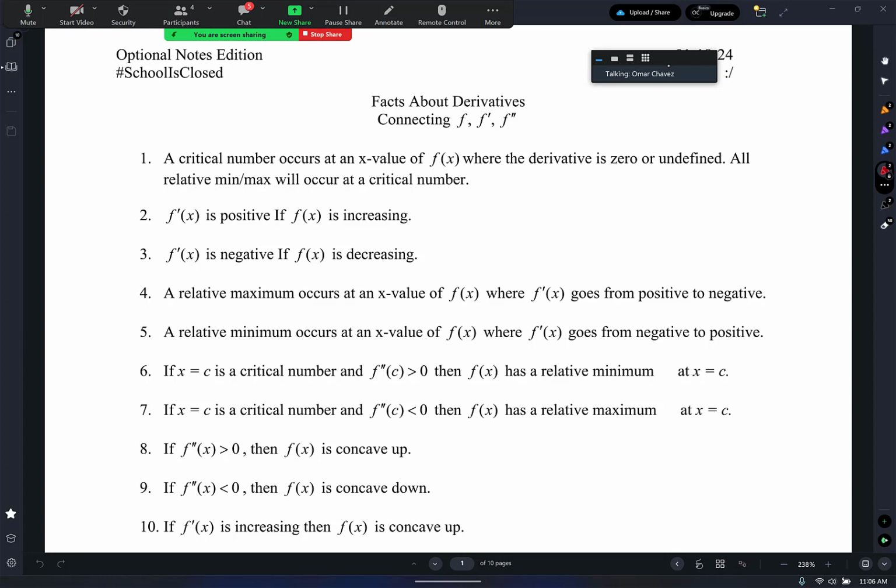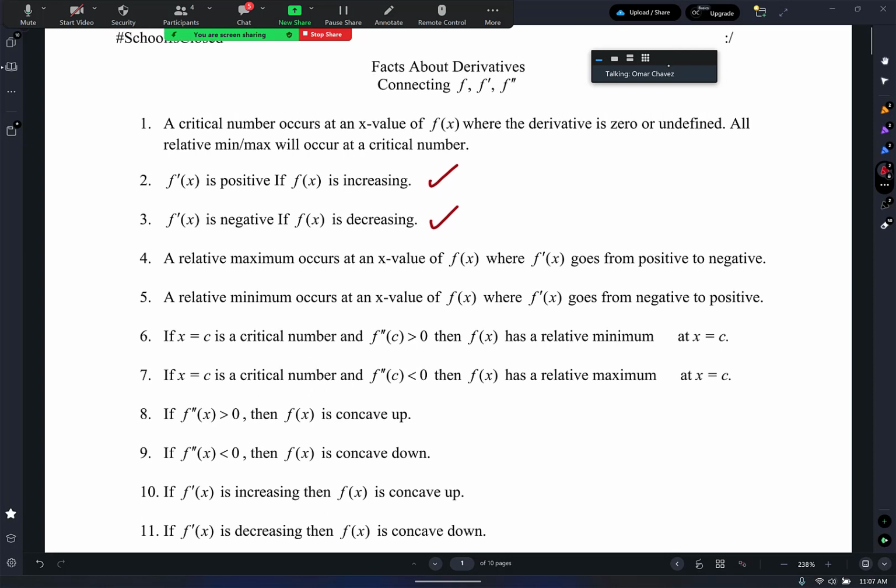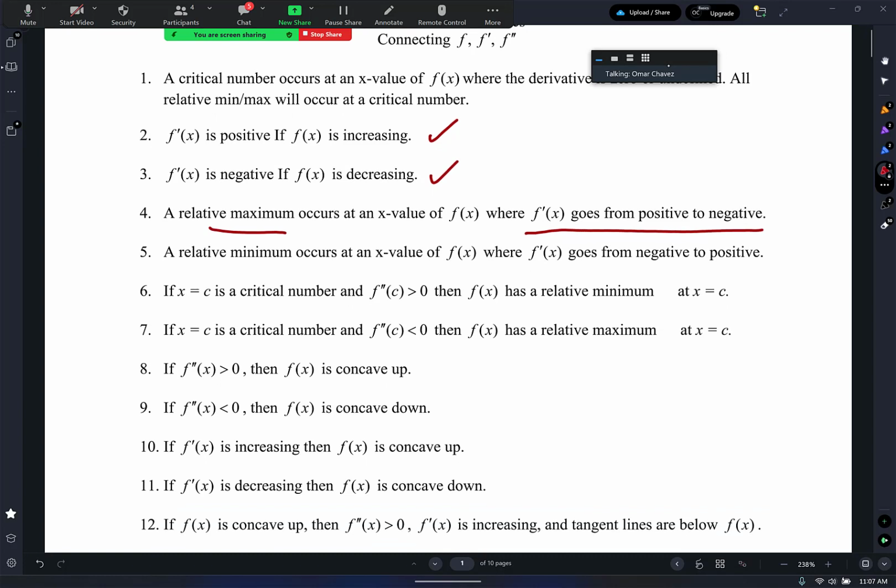Number two, f prime is positive. That means f of x is increasing. I think we should know that one already by now. Number three, if f prime is negative, f of x is decreasing. I think we're pretty good at those. Number four, a relative max occurs at the x value where f prime goes from positive to negative. So that's what you want to highlight. You have a relative max if f prime goes from positive to negative. You have a relative min if f prime goes from negative to positive.